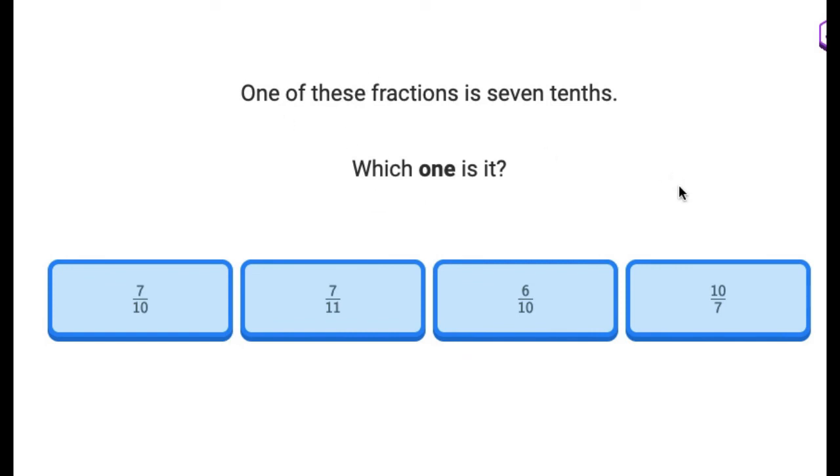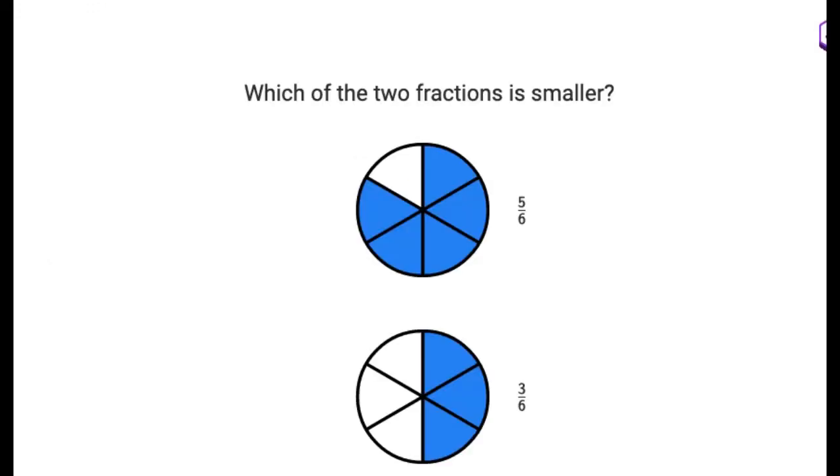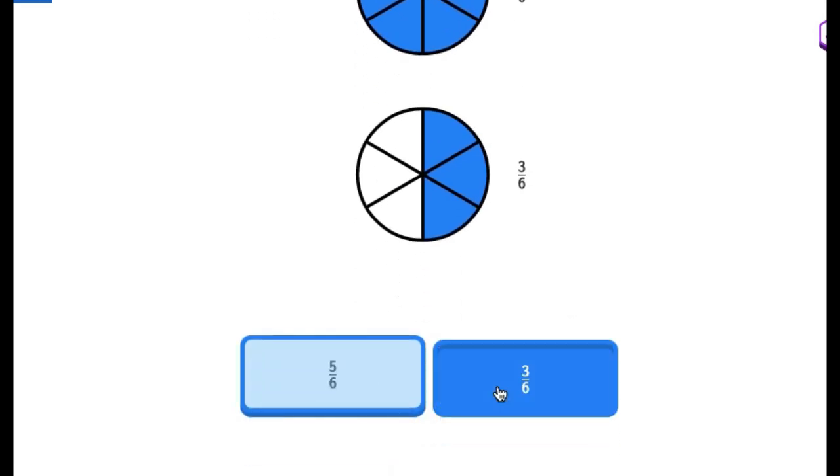Which one of these fractions is 7/10? So 10 will be the denominator and 7 will be the numerator. 7 pieces taken out of 10 pieces. 3 by 6. 3 by 6 is smaller, right? Because it's only 3 pieces out of a total of 6, and this one is 5 out of 6. I meant 3.